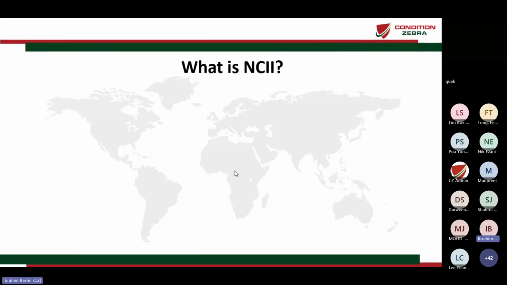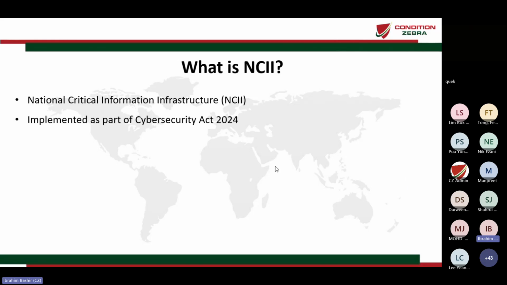So focusing on today's topic, we are talking about NCII. I believe a lot of people might not be familiar with it, unless they are related to NCII. So you might be wondering, what is NCII? This is very simple. It's the National Critical Information Infrastructure. This is one of the things that was introduced by the Cybersecurity Act 2024. It emphasizes a lot on this concept of National Critical Information Infrastructure. It defines very clearly what organizations should be focused and how to focus on cybersecurity.